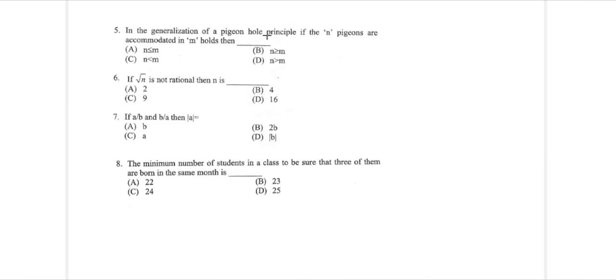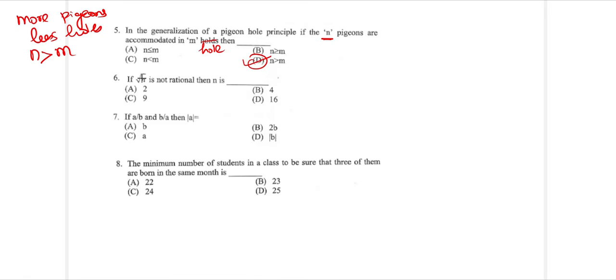In the generalization of the pigeonhole principle, if n pigeons are accommodated in m holes, then what is the relationship between n and m? Okay, this is going to be not holes, this is going to be hole, H-O-L-E. So the relationship is there has to be more pigeons and there has to be fewer holes always. Then only you can accommodate more than one pigeon in one hole. So n is the pigeons, n always has to be greater than m. So this is the criteria. The criteria is going to be option D, n greater than m.